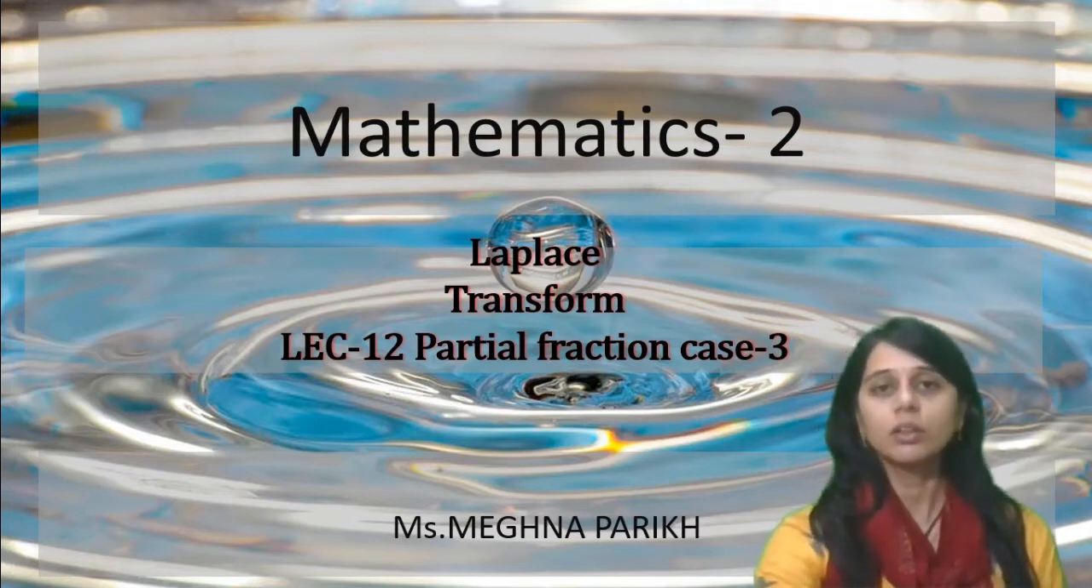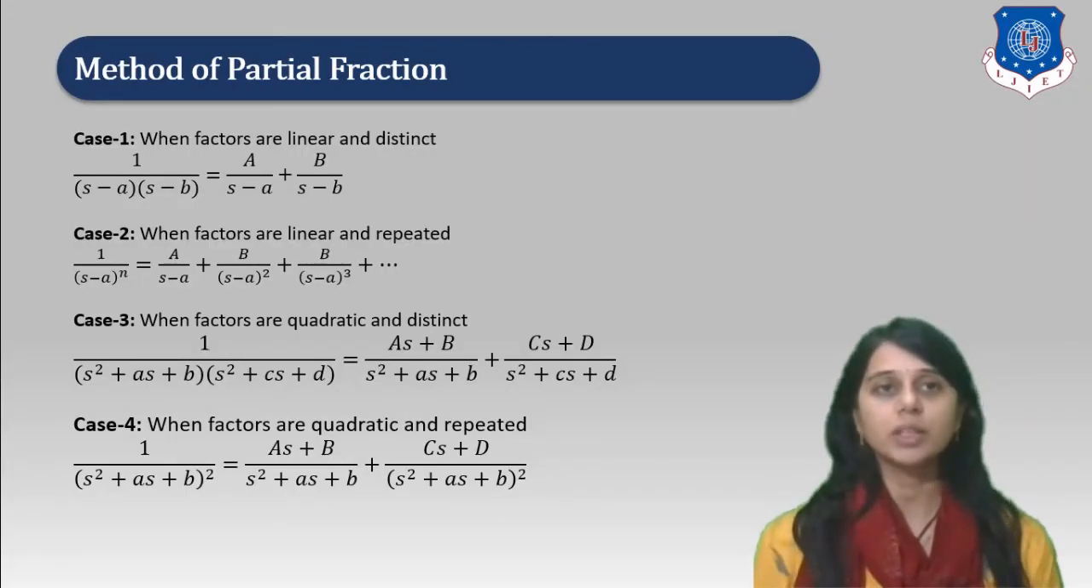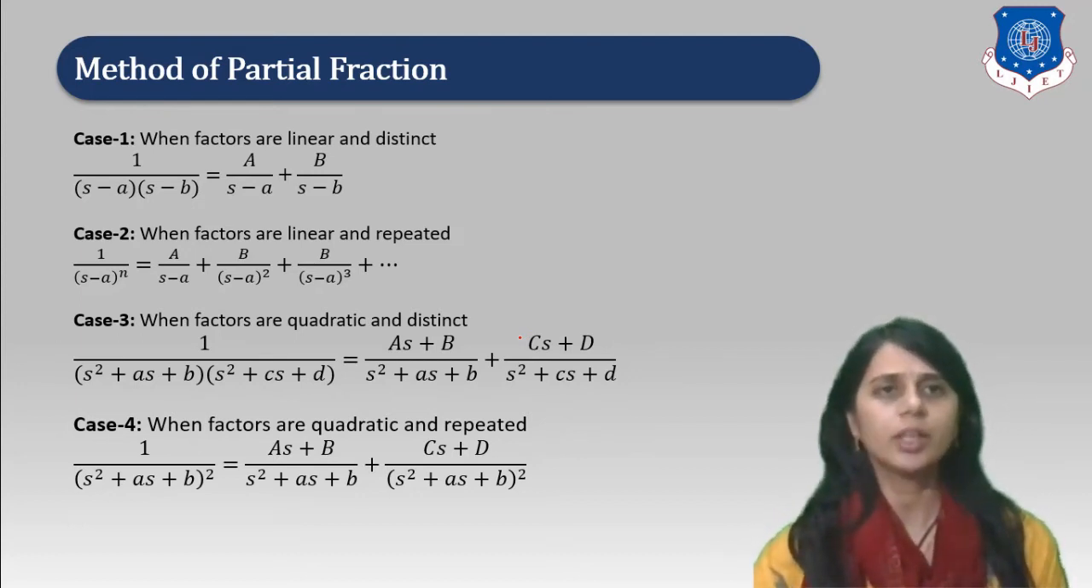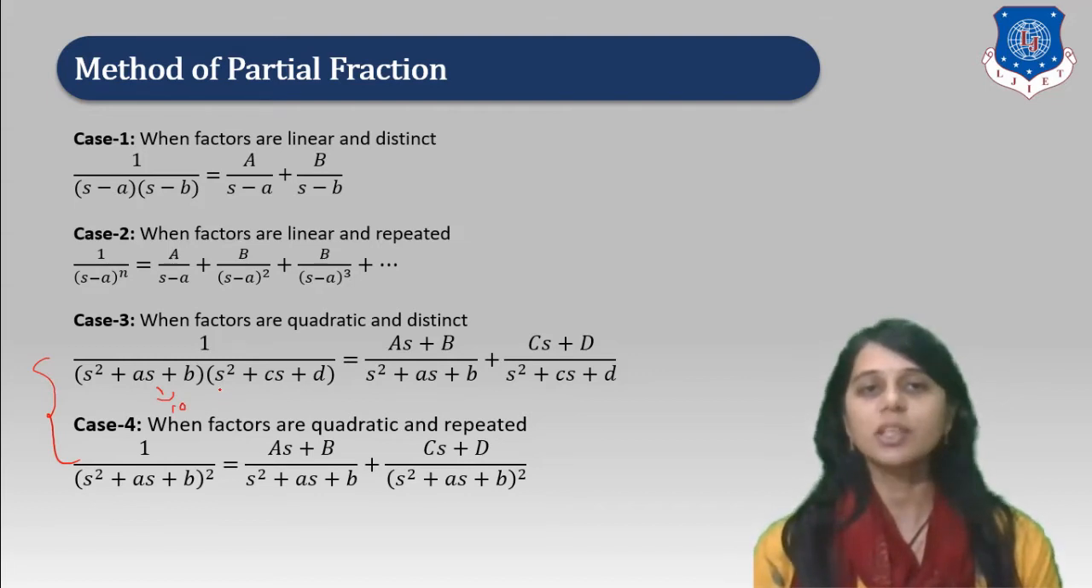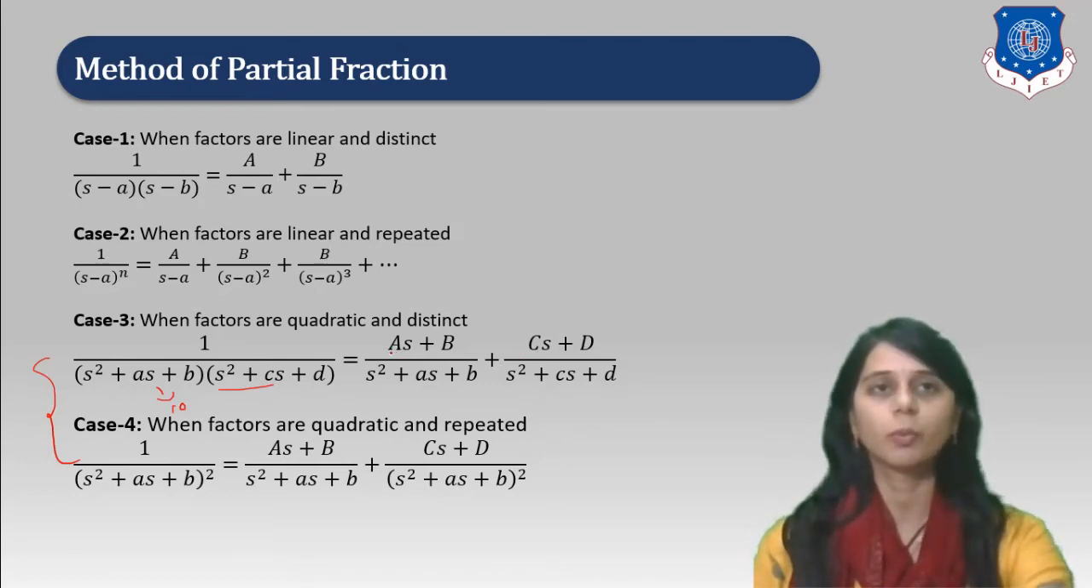So let's start the topic, method of partial fraction, where case 1 and case 2 depend on linear factors and case 3 and case 4 are complex factors. 1 upon s square plus as plus b, this is the complex or quadratic form. Similarly, s square plus cs plus d is also a quadratic or complex form. We are assuming (as plus b) upon (s square plus as plus b) and (cs plus d) upon (s square plus cs plus d).